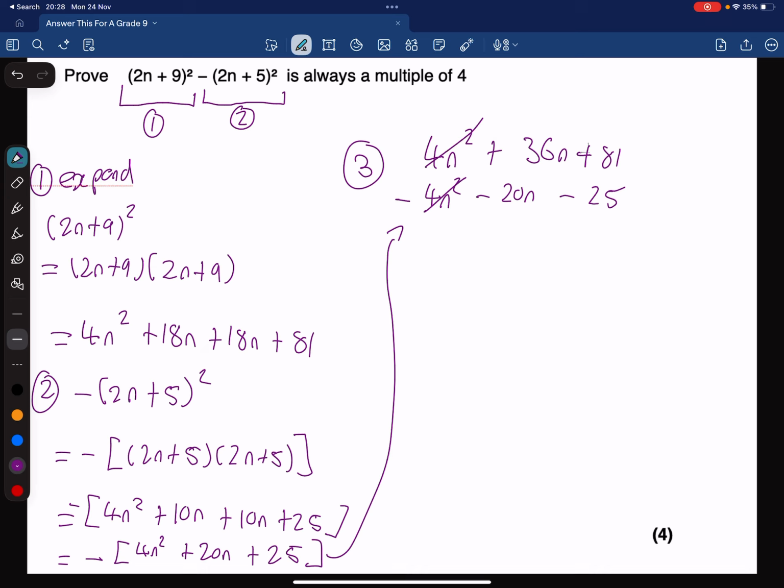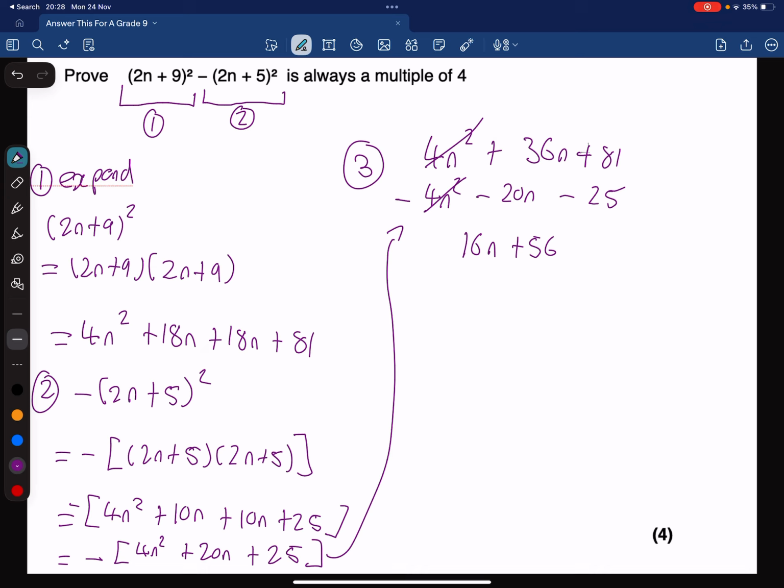So these cancel. 36 minus 20 is 16n. 81 minus 25 is 56, I think. 56 plus 5 is 61, 71, 81. Yep, that's right. So now this should be a multiple of 4.